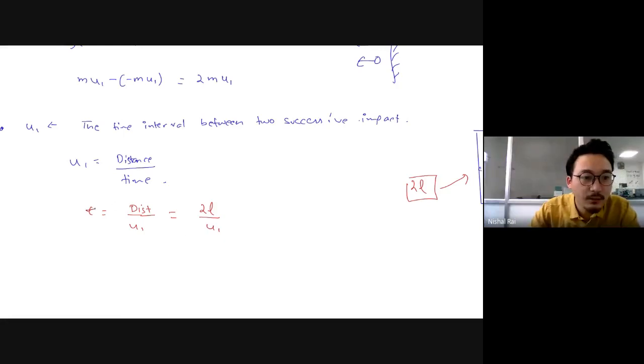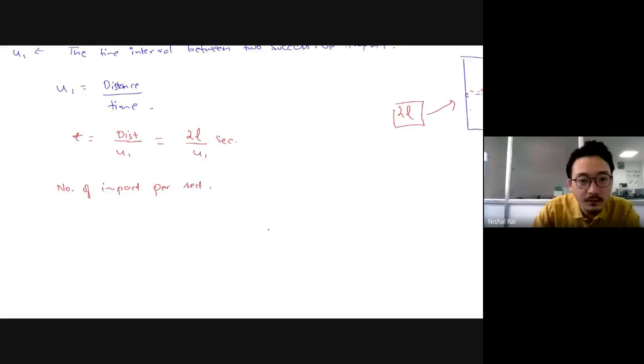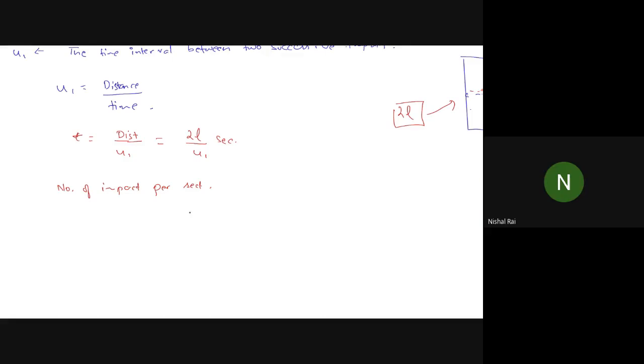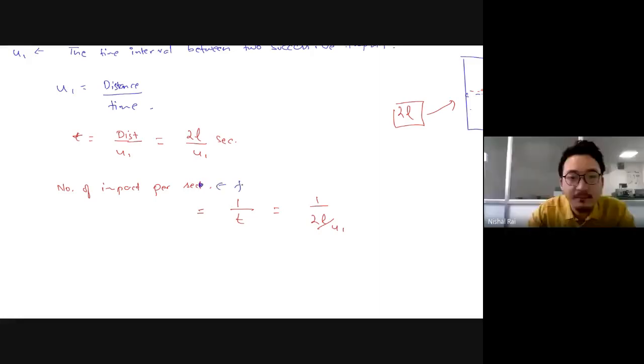Now this is for time, let's say we give it in seconds. So the number of impacts per second will be how much? For t time it was, we don't know the number of collisions. Now for n, the number of impacts per second will be, basically, your frequency, 1 divided by t. So for one successive impact it was 2L, so the number of impacts per second will be u1 by 2L. Basically this is your frequency of impact. Is it clear?